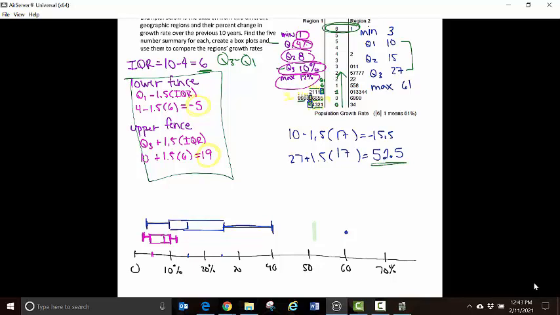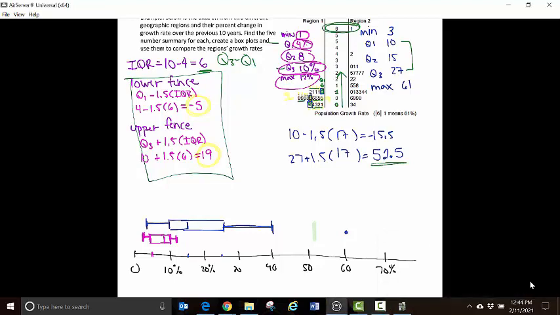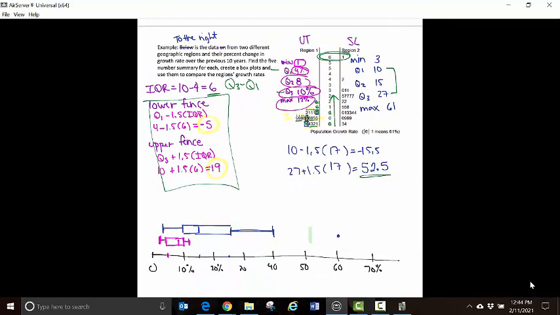I did the same thing for Salt Lake County. And I'm going to pause and let you copy this down before I talk. Just keep writing. I did the same thing for Salt Lake. Okay, I have a minimum of 3, a Q1 of 10, a median of 15, a Q3 of 27, and really my max goes all the way up here to 61.